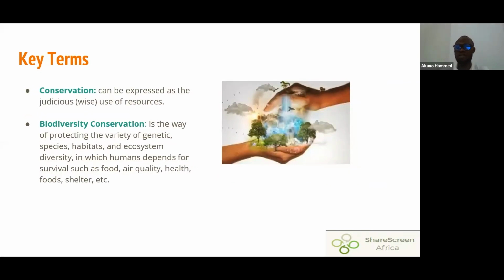And then the next thing is conservation. Conservation can be expressed as judicious or wise use of resources. It is how we use a particular resource very well, how we use it sustainably, not that we are only preserving it alone, we are also using it and sustaining it. And biodiversity conservation is a way of protecting the variety of genetic species, habitats, and ecosystem diversity, on which humans depend for survival, such as food, air quality, health, shelter, and all sorts of things that we can derive from the ecosystem that we are in.